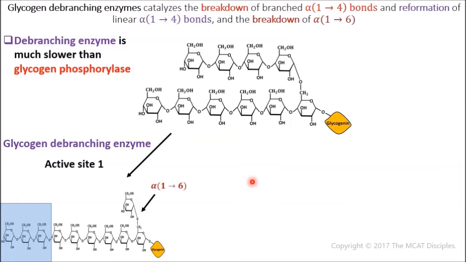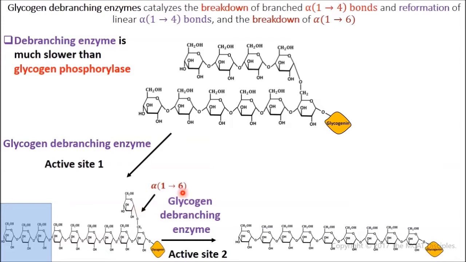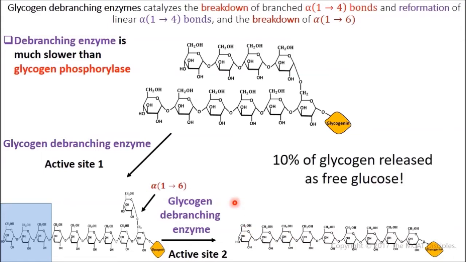Okay? It's a specific interaction. If you don't, you're not going to fit both of those in there at the same time. So you're going to have to use a different active site, same enzyme, different active site, to break that alpha-1,6 bond. One thing you'll notice is that it didn't add on at the end. If you count up these, you'll notice that it didn't add on at the end. 10% of glycogen is released as free glucose as opposed to glucose 1-phosphate.